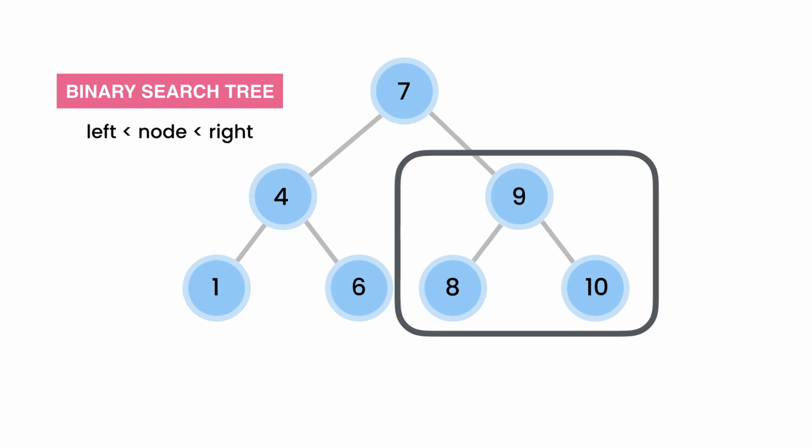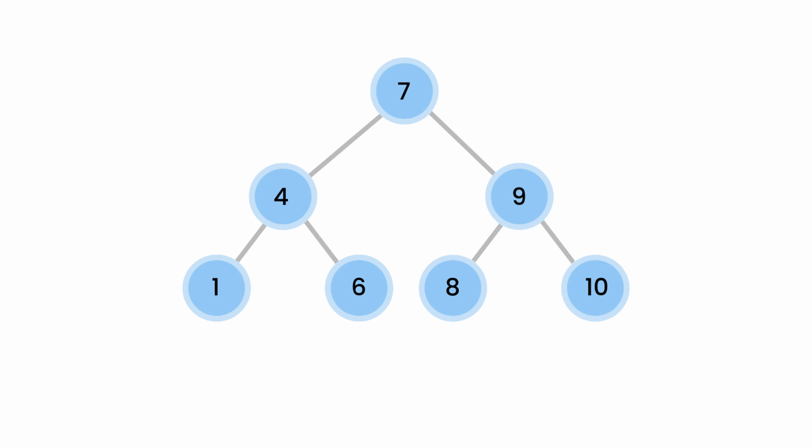Now, why does this matter? By organizing our data this way, we can quickly look up a value. Unlike arrays and linked lists, we don't have to traverse the entire tree to find a value. Here's an example. Let's say we're looking for 1. We start with the root node. Is 1 smaller or larger than the value of the root node? It's smaller. So we look at the left subtree.